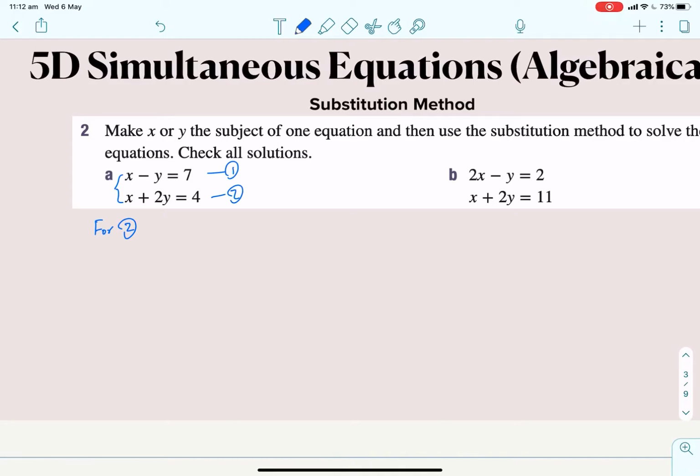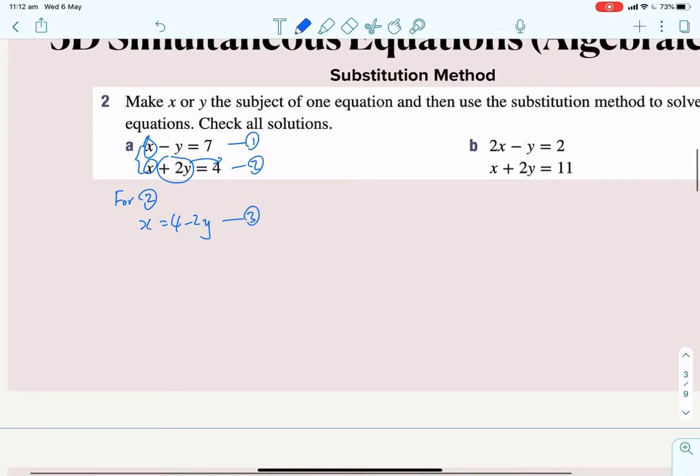So x. We're going to move 2y to the outside because we only want x by itself. So plus 2y, opposite is minus 2y, yeah? Equals 4 minus 2y. Okay. Now let's name the equation 3 so it's easy to use.